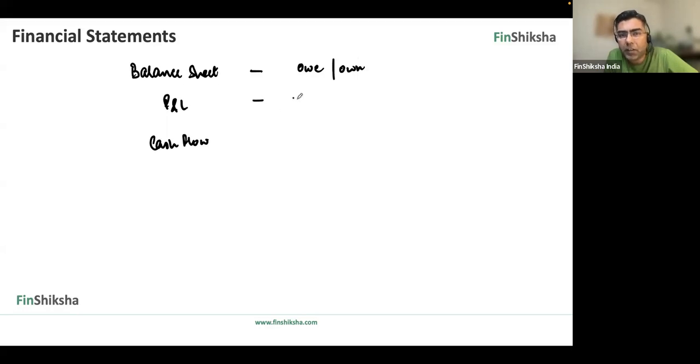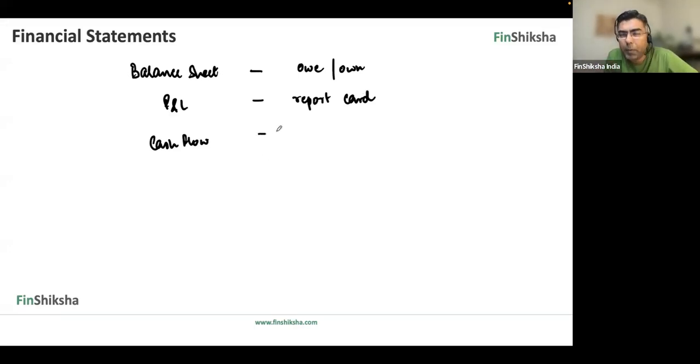The P&L statement is like a report card of the business. This is basically also known as the income statement. It is telling you what exactly the business does, and whatever they do, is it profitable to do that, right? So what are their sales? What are the costs incurred in doing those sales? And are they at the end of it making a profit?